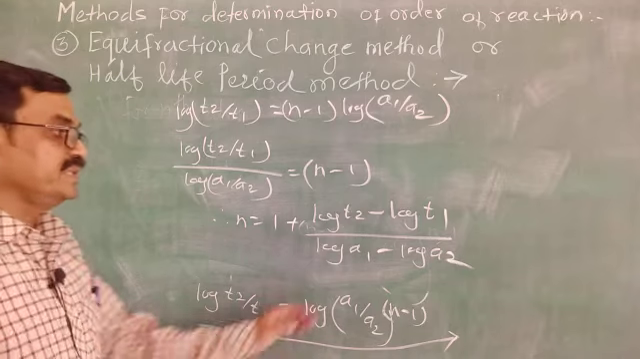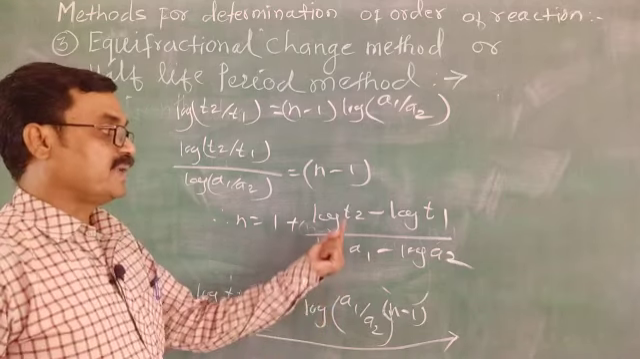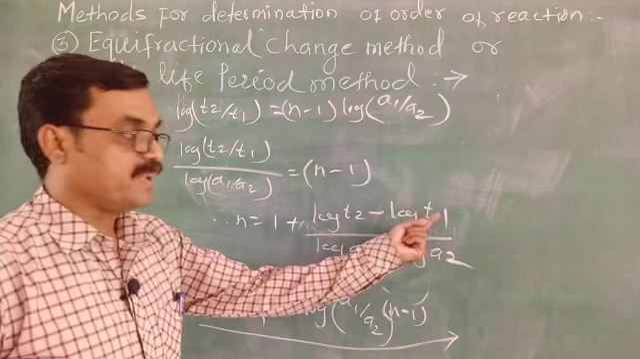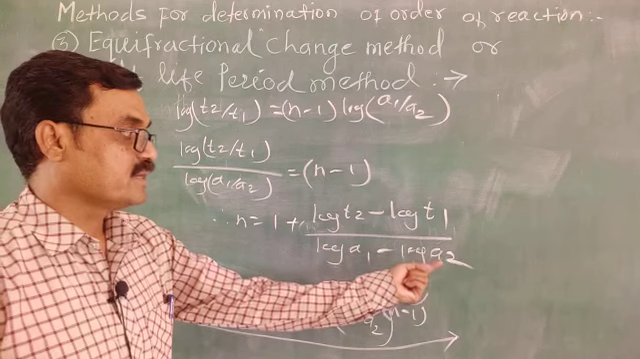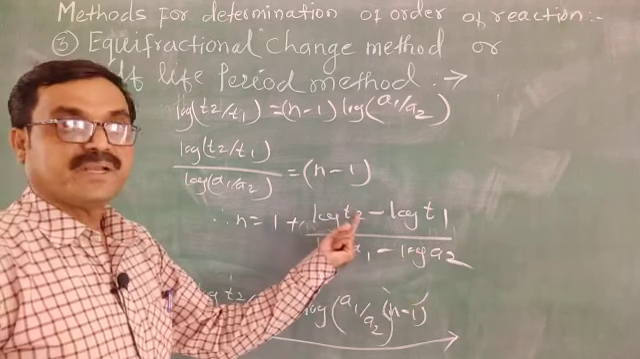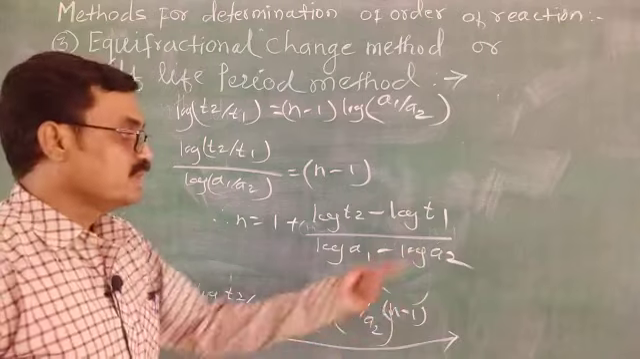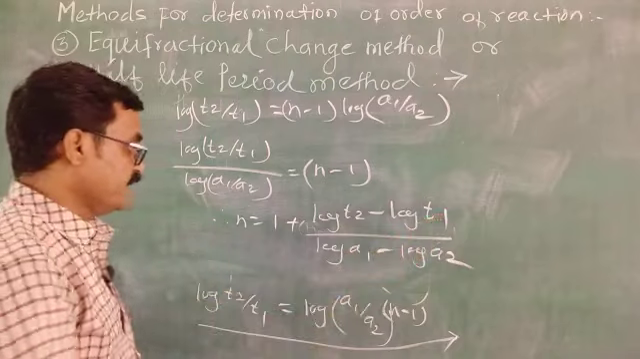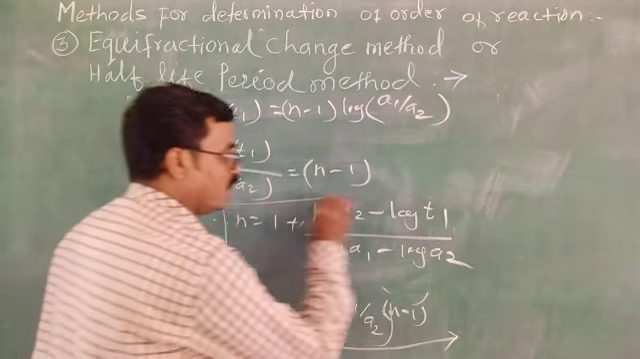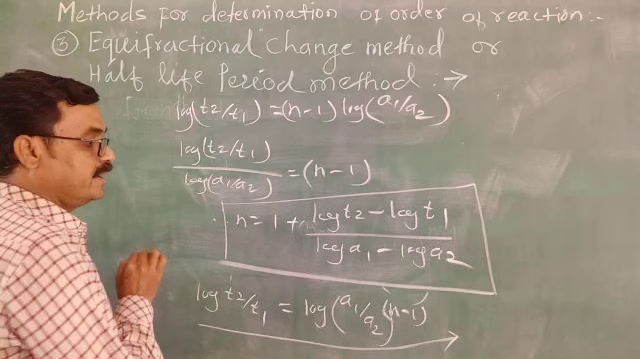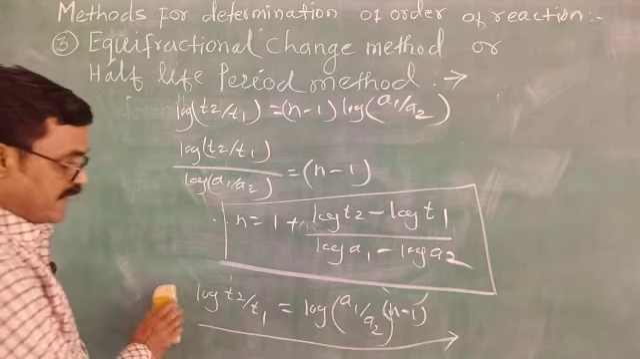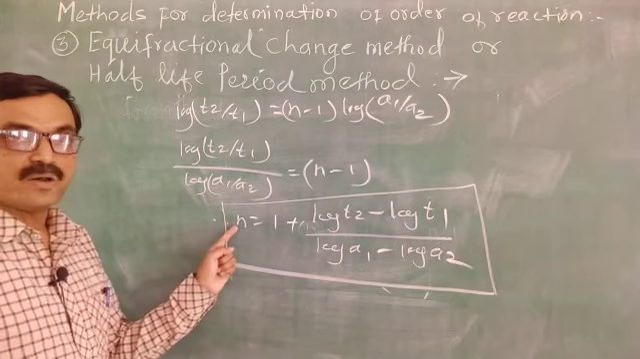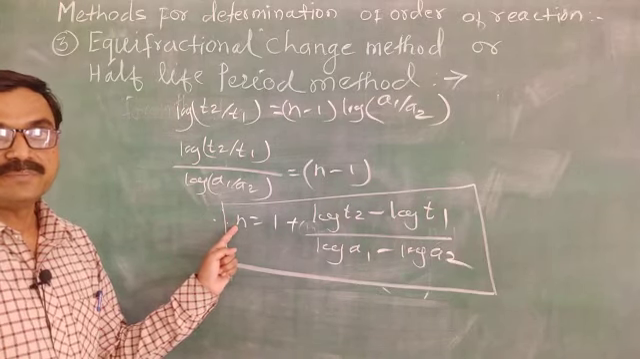This means if you know the initial concentrations at half life periods T1 and T2: for half life period T1, the initial concentration will be A1, and for half life period T2, the initial concentration will be A2. If you know A1 and A2 and the half life periods, then after putting them in this formula you are able to find the value of n. In this way, by the equifractional change method or half life change method, the order of reaction can be determined.